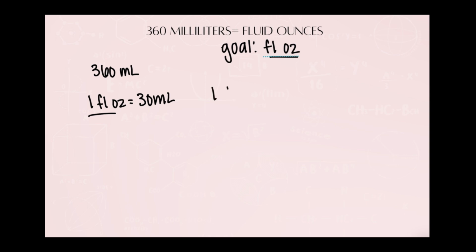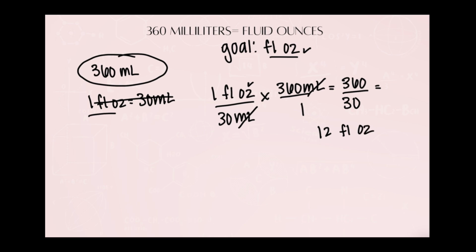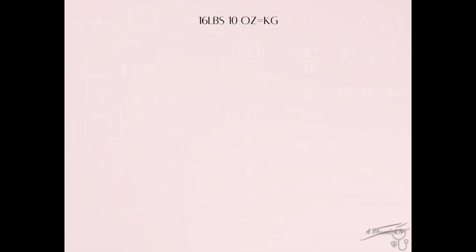So I'm starting with my fluid ounce because that's the goal. I always start with what I'm looking for. If I start with what I'm looking for, I don't have to go and find it. 1 fluid ounce over 30 ml. Now I've got my milliliters at the bottom, so I'll use my puzzle piece with the milliliters in it, put it at the top so that the milliliters cross out. And I'll put it over 1 because it's by itself. And so that'll be 360 divided by 30. And that is going to equal 12 fluid ounces.